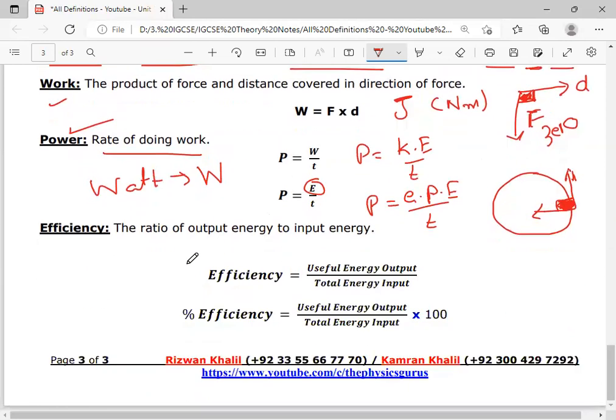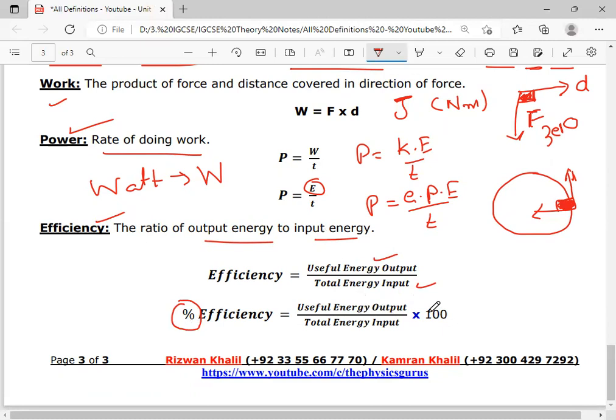Then here comes the last definition related to unit number 8, and that is the definition of efficiency. The ratio of output energy to input energy is called efficiency. So the formula is useful energy output over total energy input. And if we want to calculate the efficiency in percentage, then we have to multiply these values by 100.